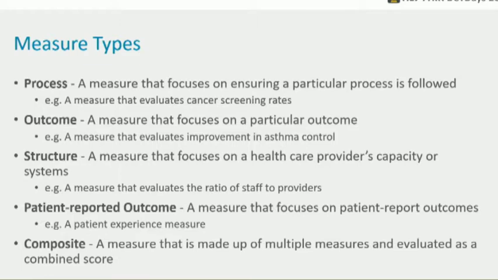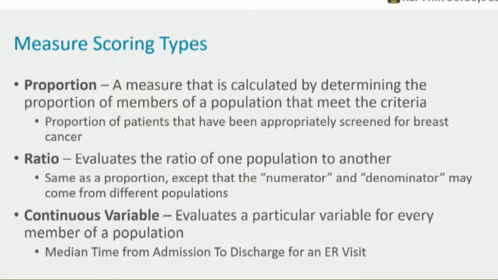A patient-reported outcome measure focuses on the results of surveys or questionnaires from the patient themselves. And then a composite measure is one that's made up of multiple measures. So a wellness measure, for example, might consist of multiple screening measures. Within all of those different types of measures, you have measure scoring types. These are standardized approaches to characterizing the measurement to make it easier to do analysis and comparison between measures.